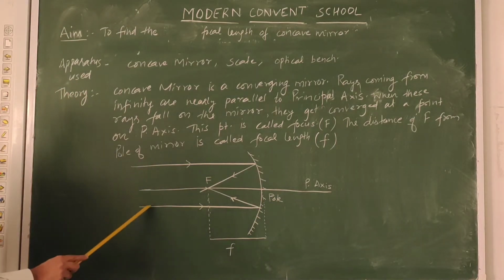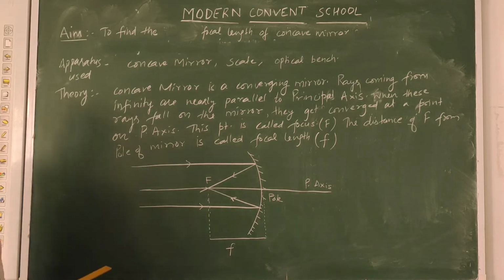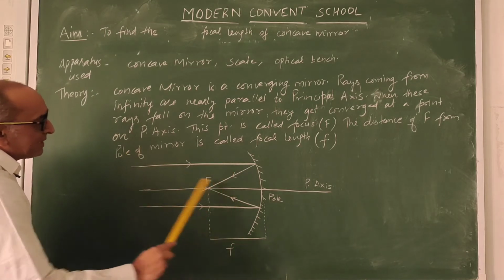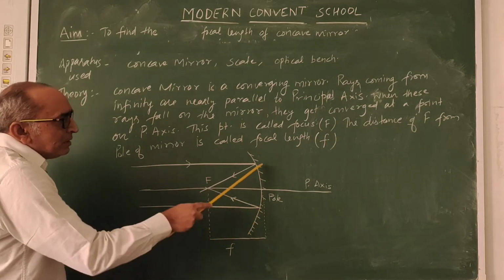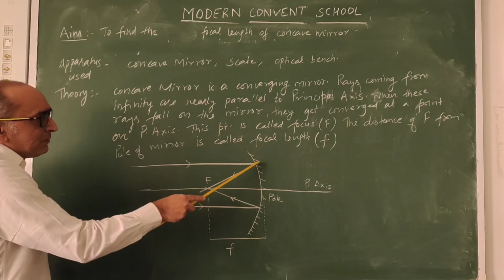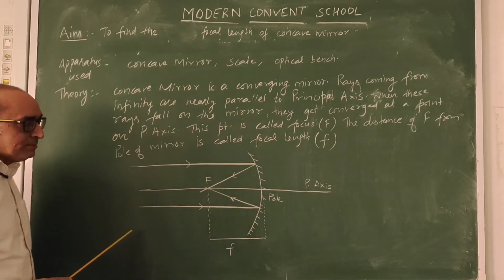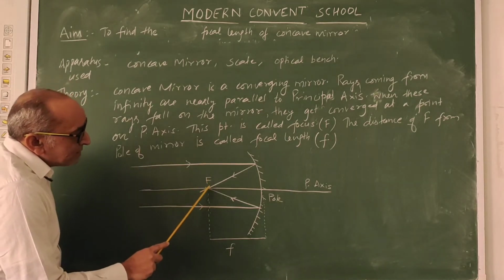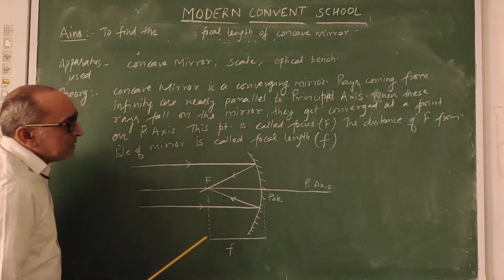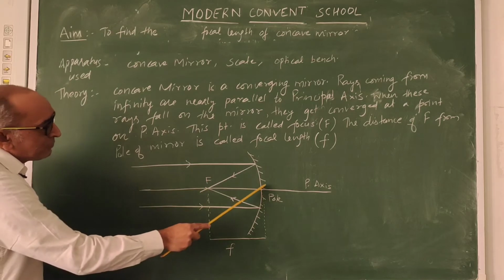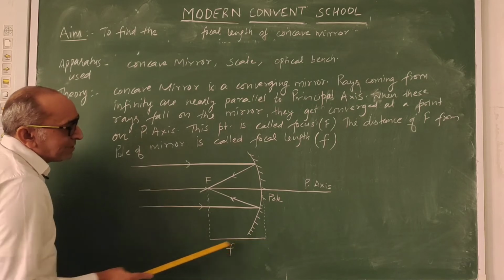Now we have these two rays which are coming from infinity. They are coming from a very far object. They are parallel to the principal axis as you are seeing. After falling on this mirror, they are reflected in such a way that they meet at this point, and this point is the focus. Now we have to measure the distance of this focus from the pole. I have marked this dotted line from pole to focus. So this solid line will be the focal length.